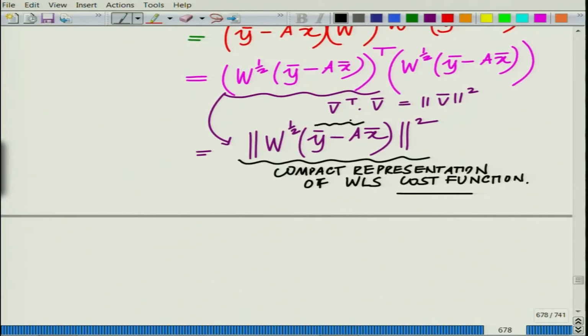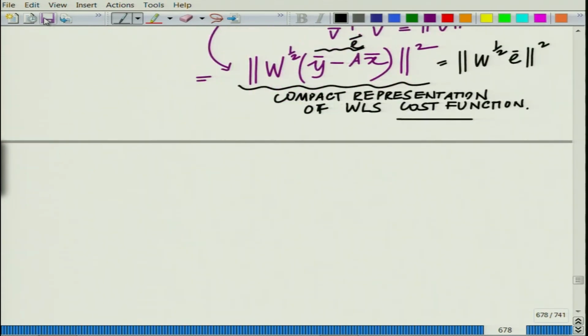Alright, so you are representing it as the norm square of the error, but now you can think of this as the weighted error. So this is essentially your previous norm E bar square. Instead of looking directly at norm of E bar square, what you are looking at is norm W half into E bar square.